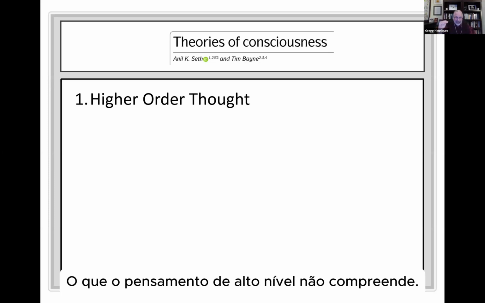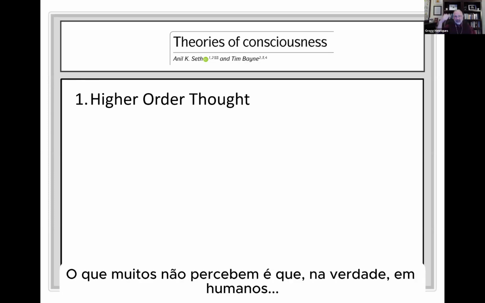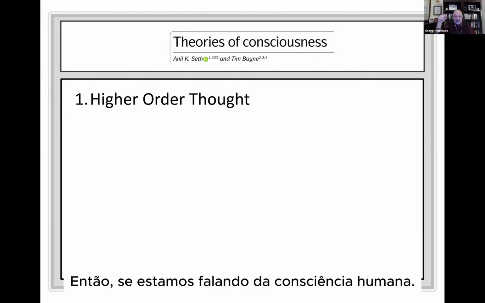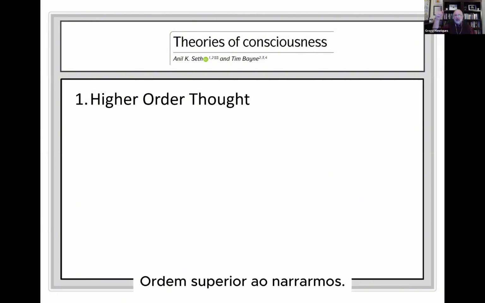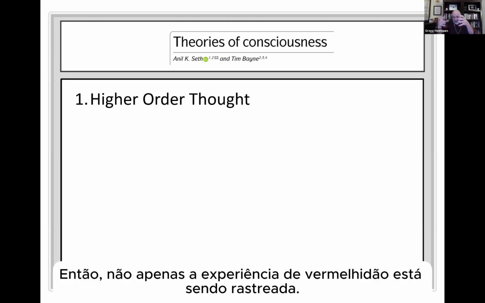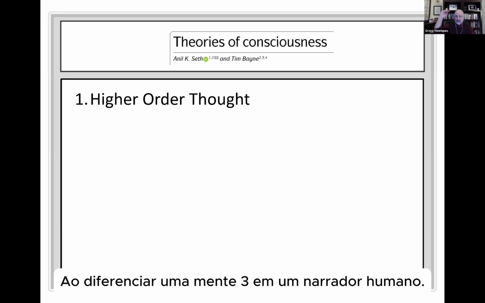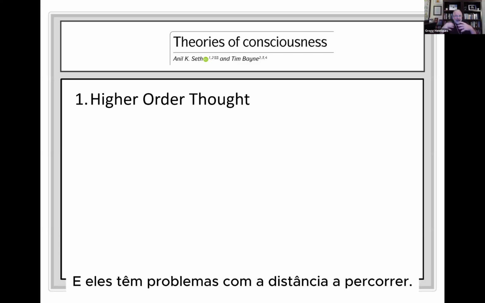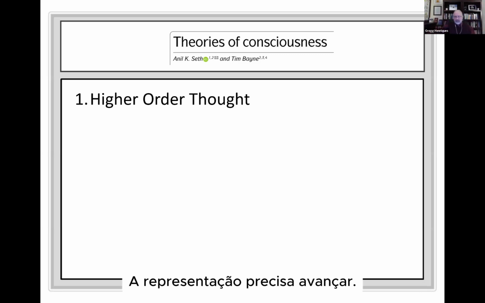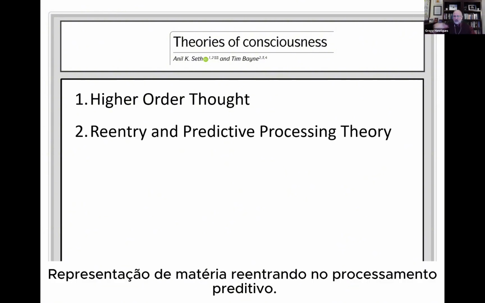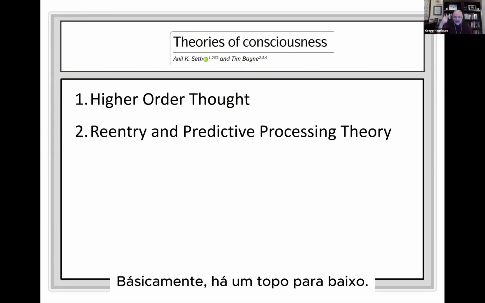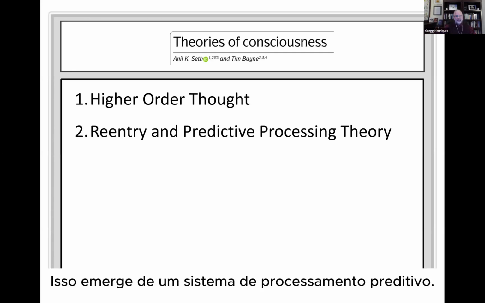What higher order thought does not get, as many don't, is that actually in humans, if we're talking about human consciousness, there's actually a higher order when we start narrating. So not only is the experience of redness tracking, but it's actually a narrator on top of that. Higher order thought often has struggles, it seems in my review of the literature, in differentiating a mind 3 in the human narrator, and they get in trouble about how far up the representation has to go of meta representation. Re-entry and predictive processing, basically there's a top-down, bottom-up structural function that emerges out of a predictive processing system.